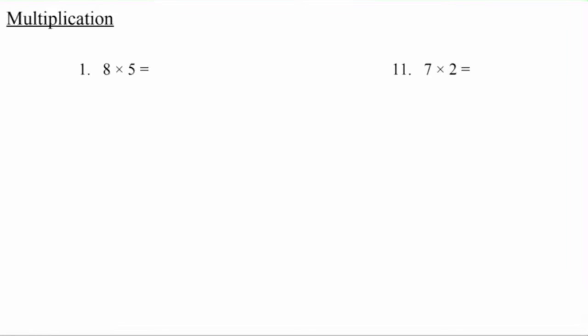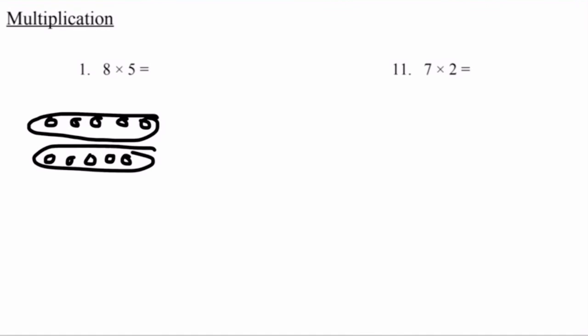Our next topic is multiplication, and it's asking us to multiply the numbers below. Number 1, 8 times 5. We can also look at this problem by referring to it as 8 groups of 5. 1, 2, 3, 4, 5. That's our first group. 1, 2, 3, 4, 5.